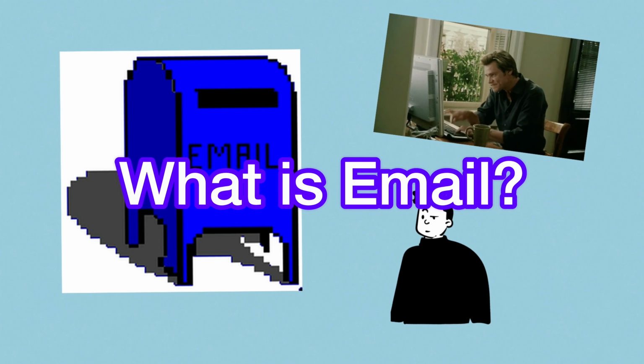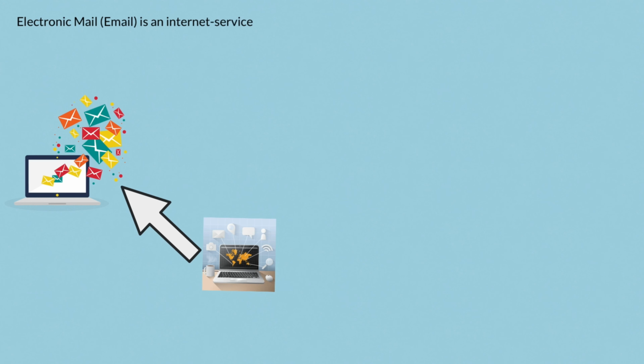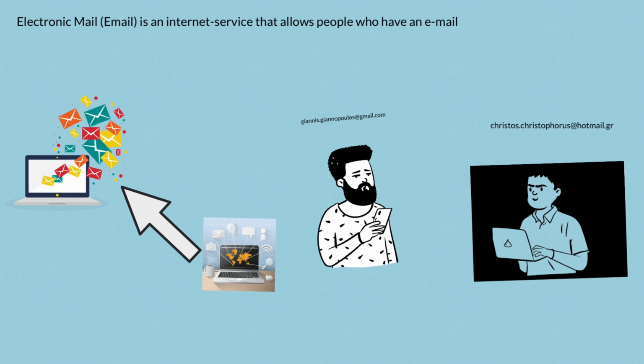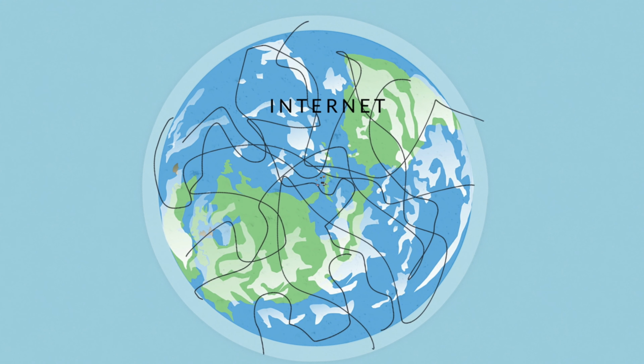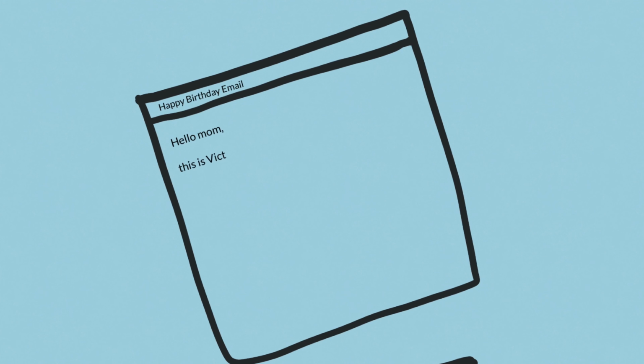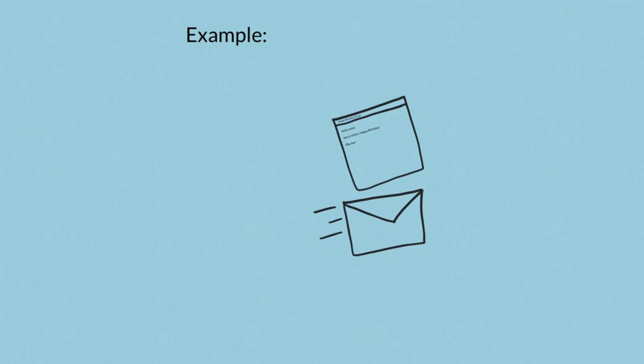Well, what is email? Electronic mail is an internet service that allows people who have an email address to send and receive electronic letters. These letters travel over the internet and are sent from one computer to another in seconds around the entire world. An example of an email is a happy birthday message a person sends from their account to their mom at her email account.